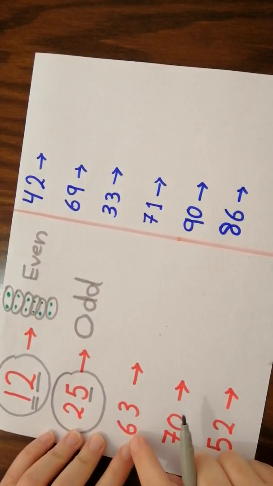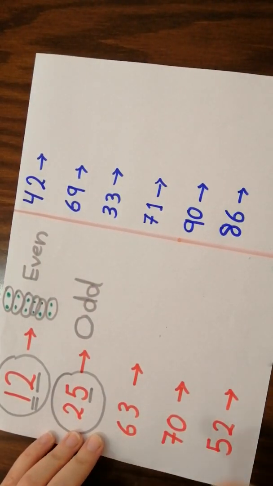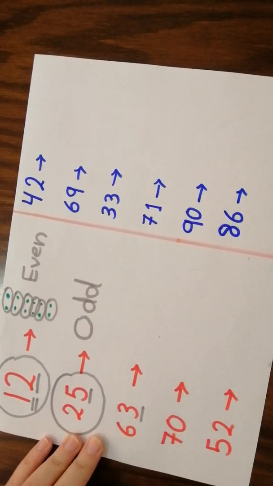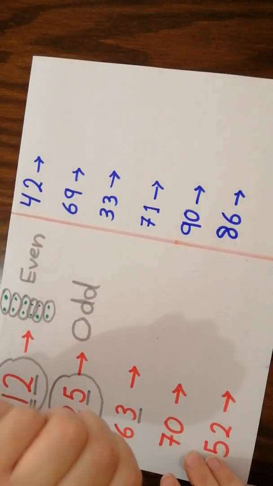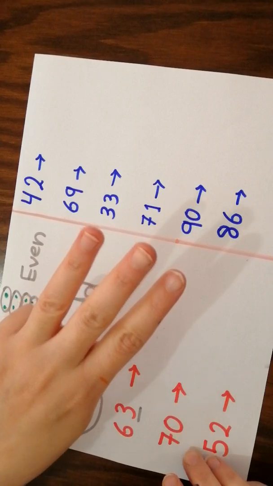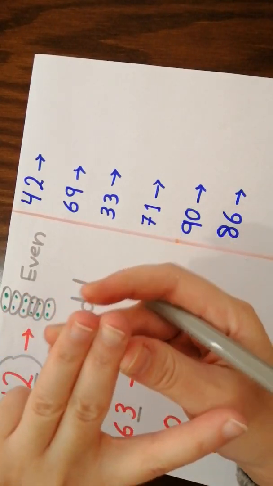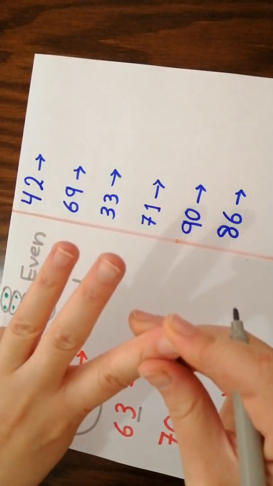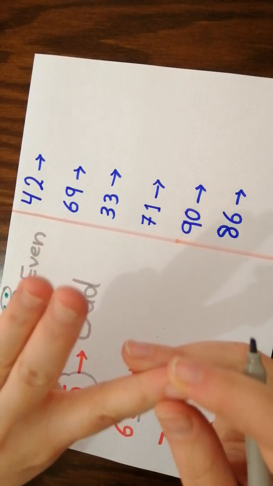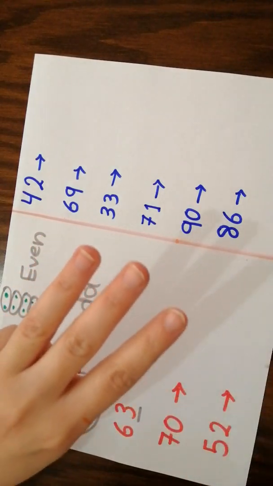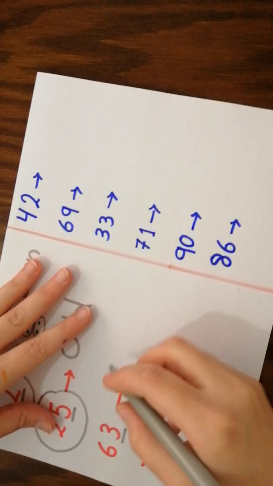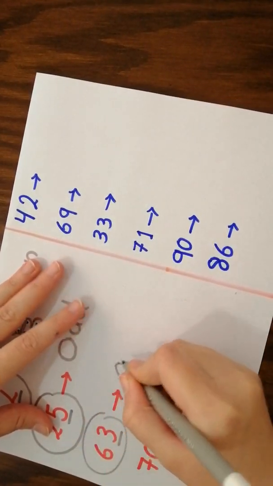Look at 63. We always look at the ones place. I do have 3 in the ones place. So show me number 3 in your fingers. This is the first pair together and we have 1 left out. So number 3 is an odd number. So the whole number will be odd.